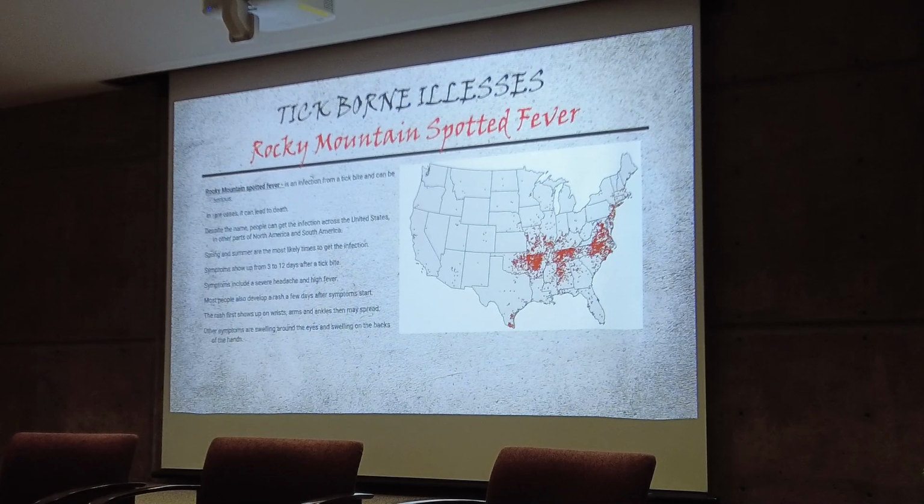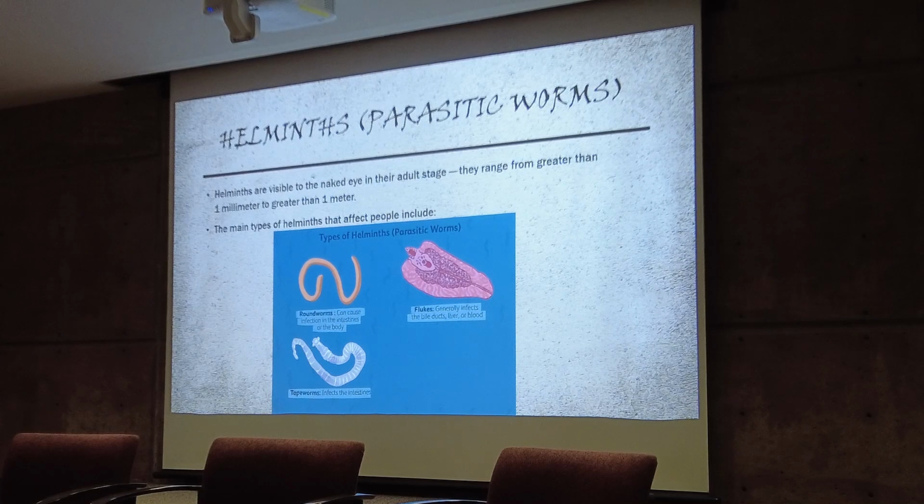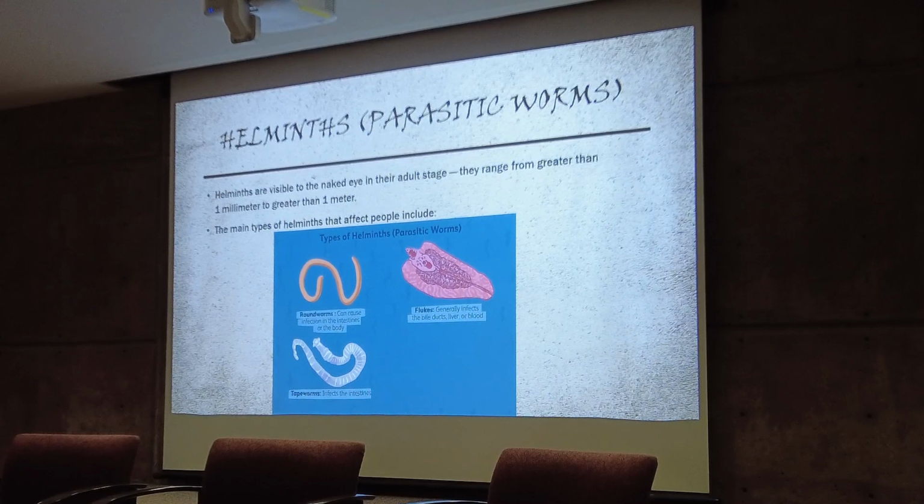All right, here we go. Helminths, parasitic worms. Helminths are visible to the naked eye in their adult stage, and they range from greater than 1 millimeter to greater than 1 meter. The main types of helminths that affect people include roundworms, which can cause infection in the intestines or throughout the body. Tapeworms infect the intestines primarily. And flukes can affect the bile ducts, liver, or the blood.